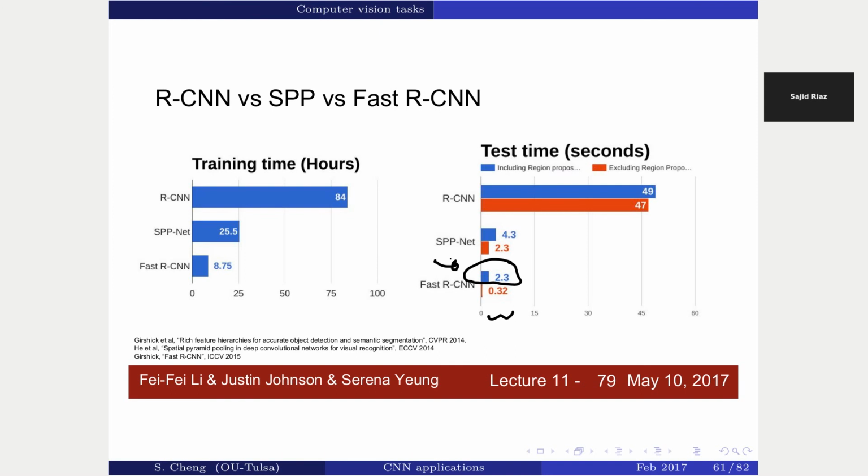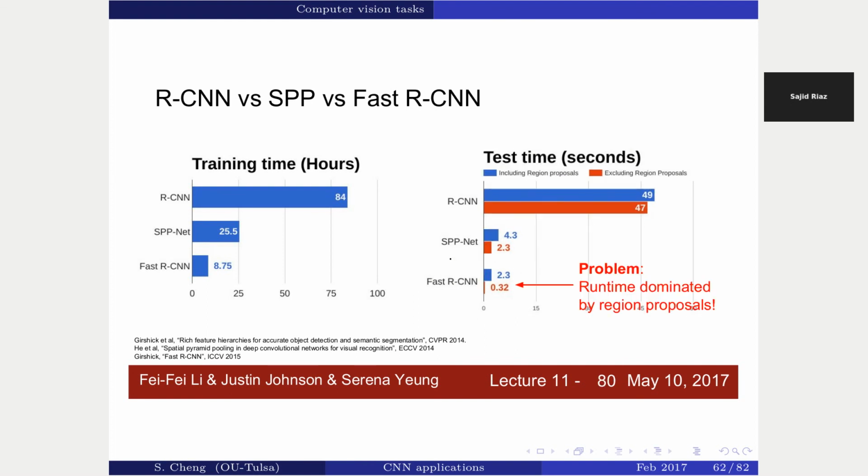This is a trick that, by the time you finish this course, I think you really should remember, because people have been using it over and over again. If some computation is expensive, just train a neural network to replace it. The classic region proposal is kind of expensive, so why don't I just train a network to do the job instead?